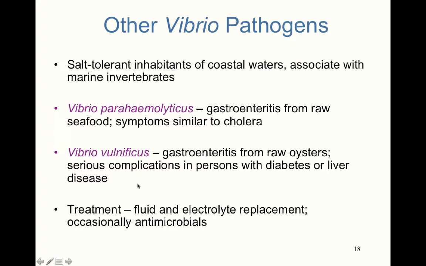Now, a couple other Vibrio-associated pathogens, and we even see cases of this along the shore here in Connecticut. These are associated with contaminated seafood, especially oysters. So Vibrio parahaemolyticus causes gastroenteritis, symptoms similar to cholera, and vulnificus, same thing from raw oysters. Serious complications associated with this pathogen are seen in people with diabetic or liver conditions. And the treatment is, again, oral rehydration, electrolyte therapy, and occasionally antibiotics.